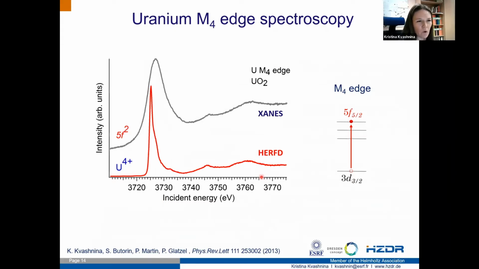I show an example of uranium dioxide, and again, as I said, we excite an electron from the 3d level to the first possible 5f states. For uranium dioxide, the ground state configuration has 5f2 electrons, so it's uranium 4+. And in principle, this is what we see in the data. This is the intraatomic interaction of the 5f states, which creates this shape of the spectrum.